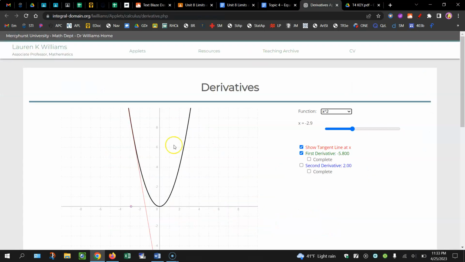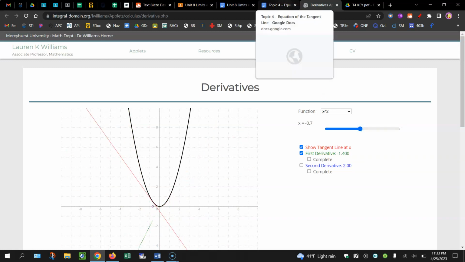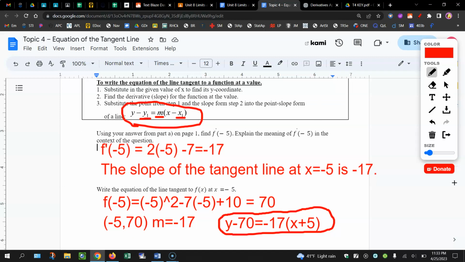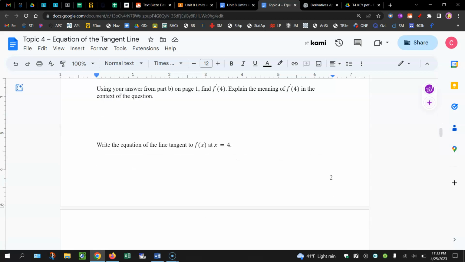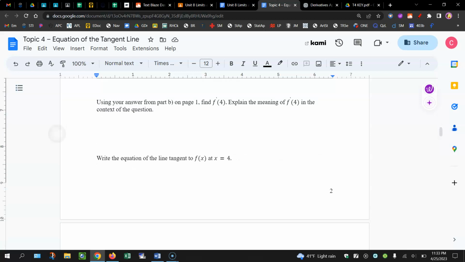And just visually to show you this, as we change the x value, you can see the red line changing. That would have a positive slope. That would have a negative slope. So the x value dictates what the equation of the tangent line is going to look like. So what I would like for you to do on the second part of page 2, go ahead and answer these two parts here. So pause the video and then come back and take a look.